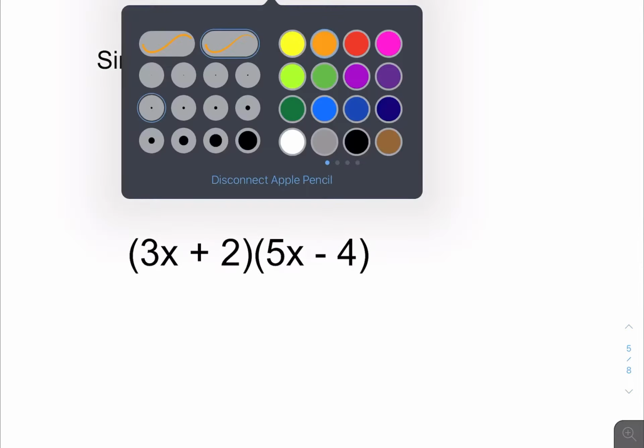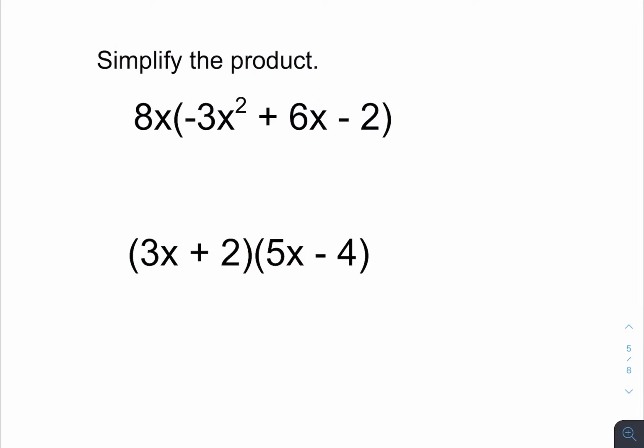So now here, we need to simplify the product. When we have something times a trinomial, we just have to use distribution. But we do have kind of a shortcut way for the second one, and we'll talk about that. Again, if you'd like to, pause the video, try these two problems first, see if you get the right answer, and then play the video and check it out.